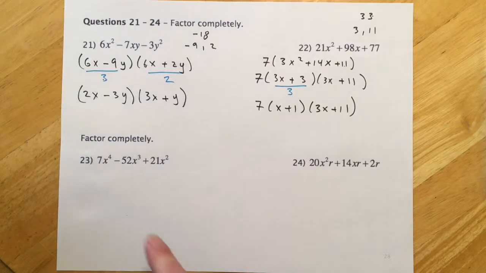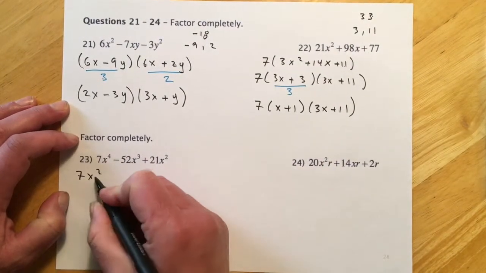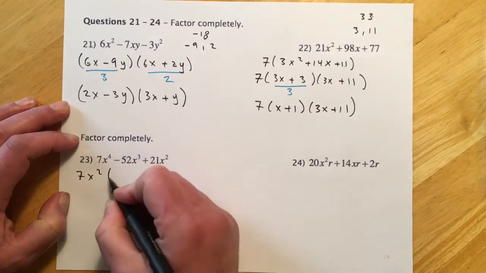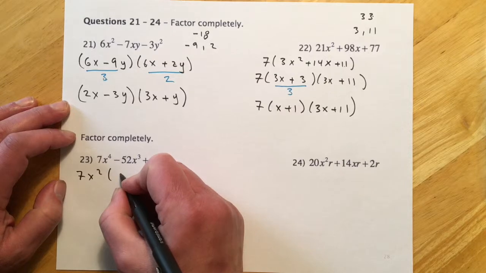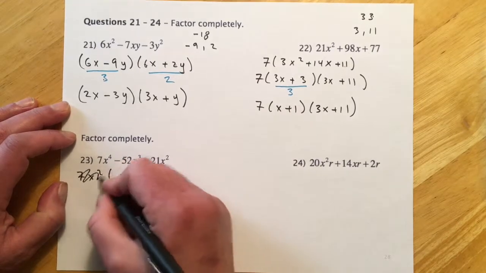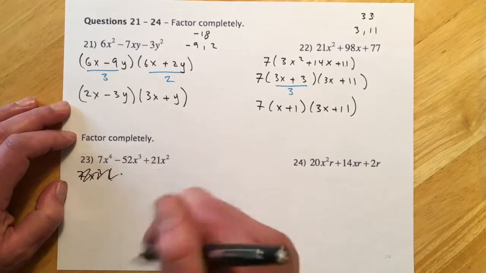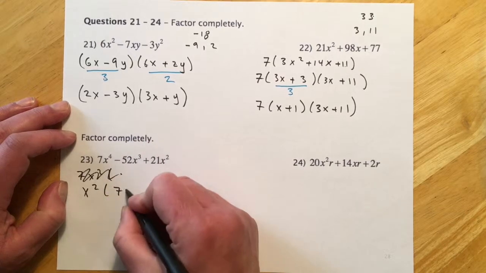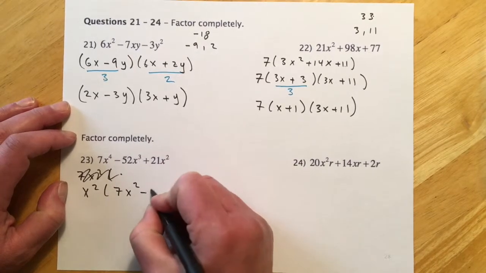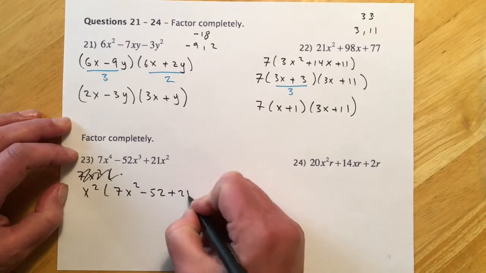Next one, another GCF, another 7. So again, 7x squared, because that's our smallest power. And then this is going to go, oh, I'm sorry, that's totally not true. I was anticipating that 52 working, and nope, I totally fell for it. My bad. How about x squared? So we actually have 7x squared, and then minus 52x, and then plus 21. Oops.